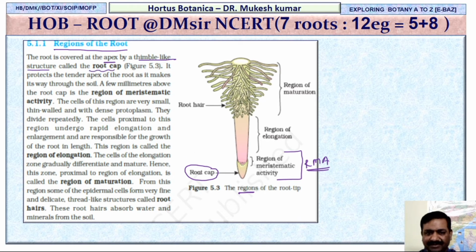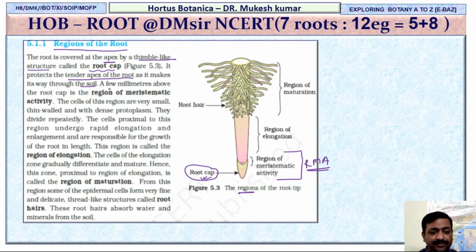See, this is an example. Now, it protects the tender apex of the root, very soft, delicate, as it makes its way through the soil. So it will provide the way, the path to grow inside the soil, so that it can anchor and provide mechanical support as well as provide water and minerals. So this is the region of meristematic activity.